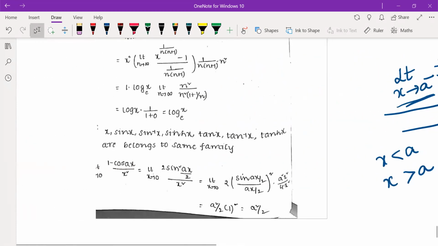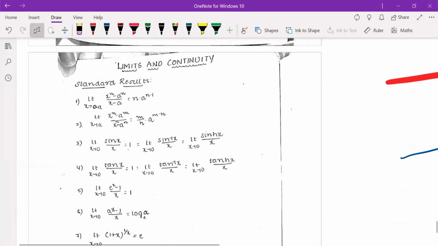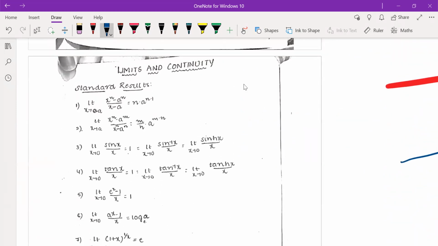Next, coming to some standard results. Limit x tends to a of (x power n minus a power n) by (x minus a) is equal to n into a power n minus 1. And this is the continuation for the first one.